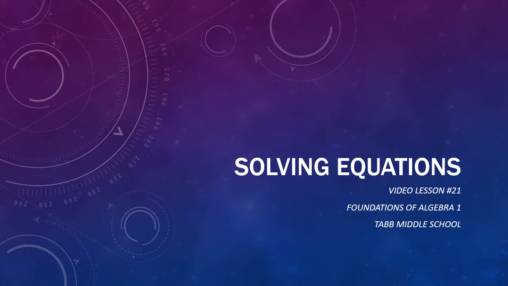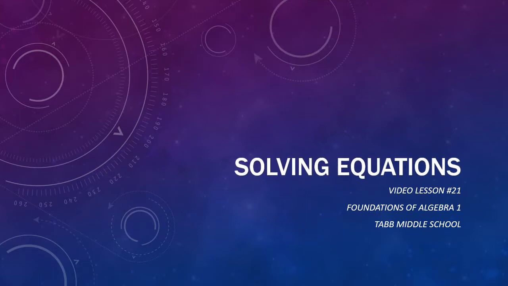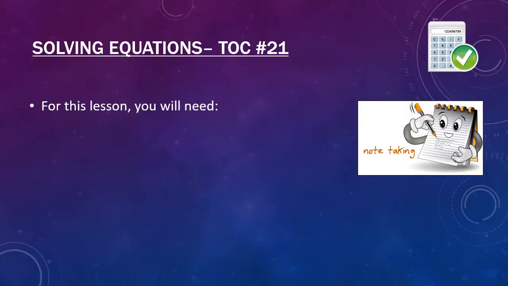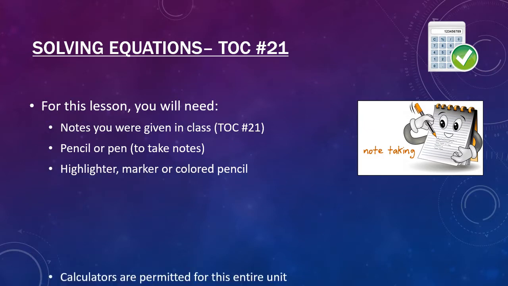It's time for video lesson number 21, and today we're going to be talking about how to solve one-step linear equations. For this lesson, you will need your TOC number 21, that's the yellow sheet you were given in class. You will need a pencil or pen to take notes. It's always helpful to have a highlighter, marker, or colored pencil to help you just in case.